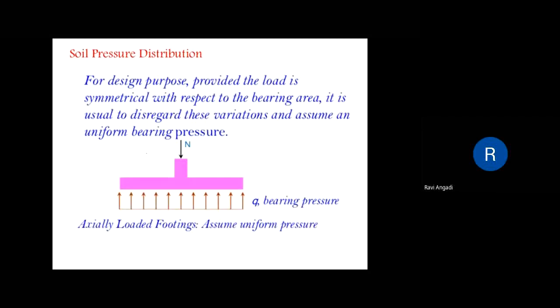And for the design purpose, provided the load is symmetrical with respect to the bearing area, it is usual to disregard these variations and assume a uniform bearing pressure. So for the design purpose, for concentric load, we assume the soil pressure distribution underneath the footing will be uniform like this. And q is the bearing pressure, in axially loaded footings. Axially loaded means the column load as well as the footing load are coinciding with each other. That is, the CG will be the same for the column load as well as the footing. They are called axially loaded footings, which assume a uniform pressure distribution.